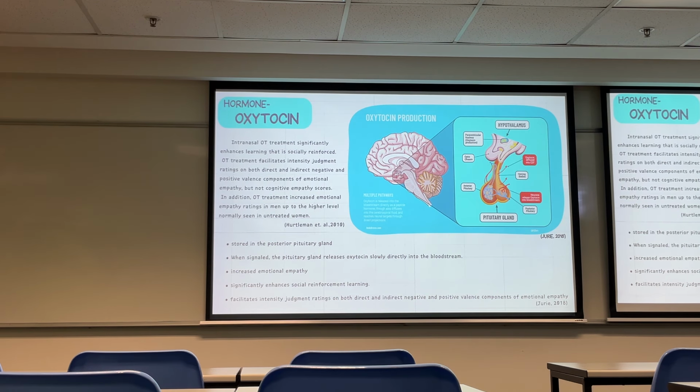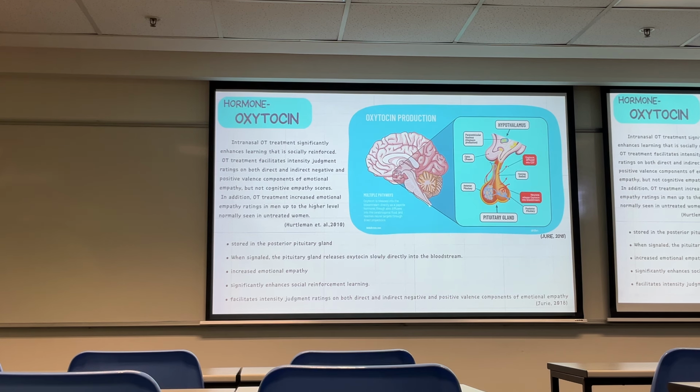Let's move on to the hormones part. Oxytocin not only acts as a neurotransmitter but also acts as a hormone when it's released through the bloodstream. It is stored in the pituitary gland. When signaled, the gland will release oxytocin slowly directly into the bloodstream.